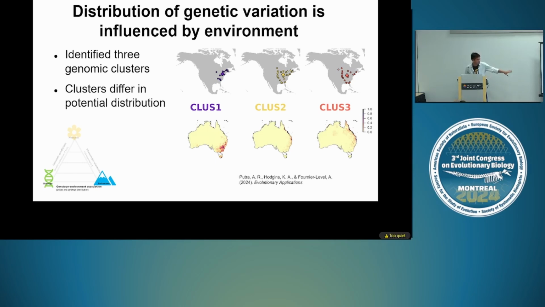So in the bottom 3 panels, you can see, for example, cluster 1 has a potential distribution that's further south in Australia, whereas cluster 2 and 3 are further up north. And that just highlights that during invasion, it's not just about bringing things over, but the identity of what you're bringing over and where they end up matters, whether you succeed or not.